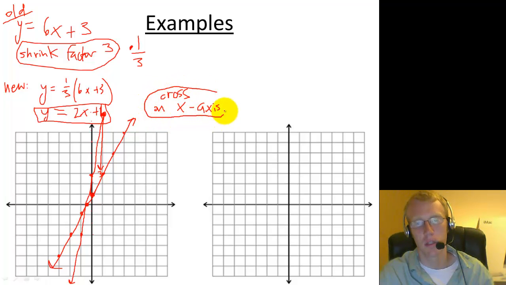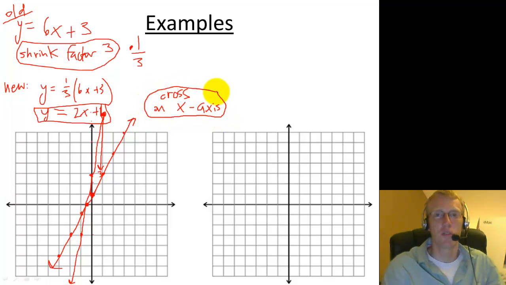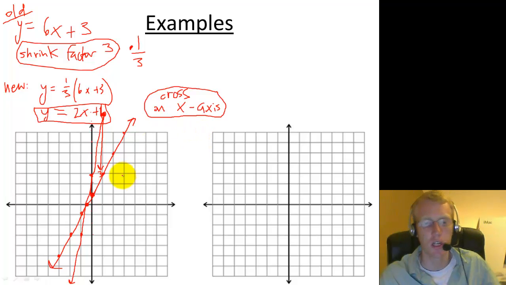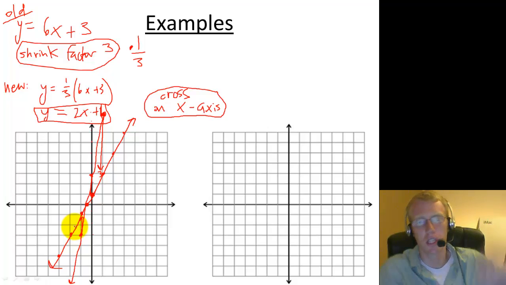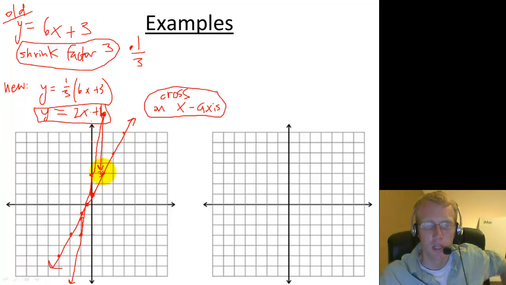That's not important to be able to solve them, but it is a really good way to check and make sure you're doing it correctly. This point here used to be at -3, and it's shrunk down, and now it's only at -1, etc. So I think this illustration shows that if you scrunch it down, all the points individually make sense and match up with what we've done to the equation.